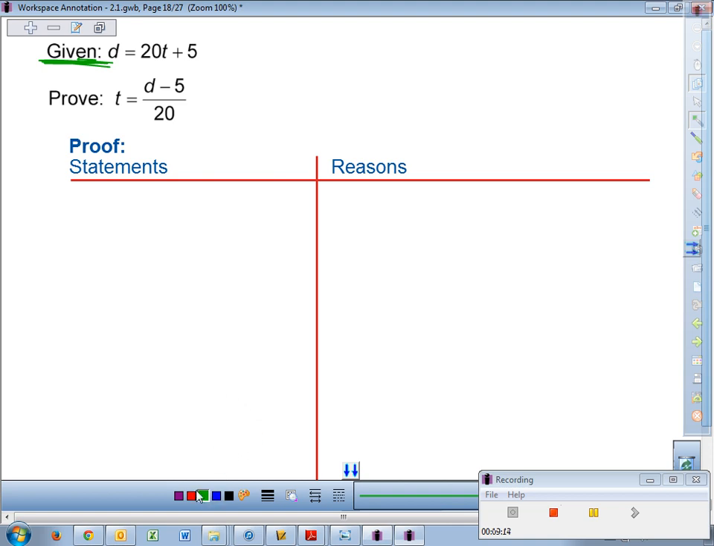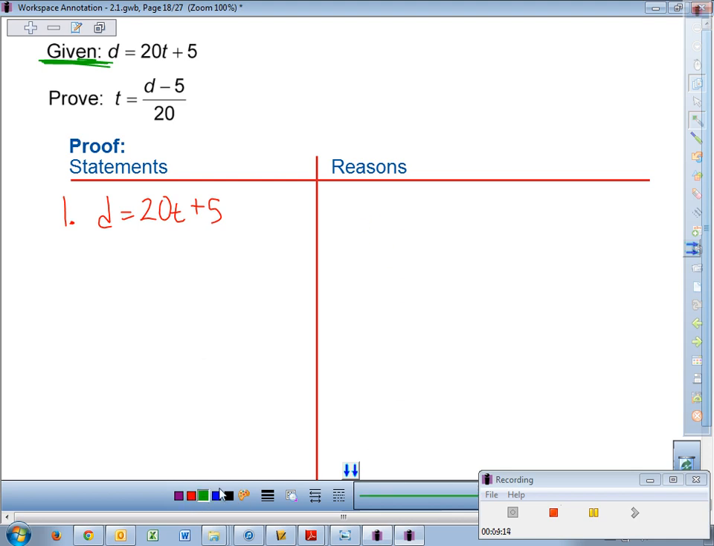Sound cool? So here's the very first thing you do in any proof. You start with step number 1. We always have to label our steps, and you start with what they gave you. What did they give us in this particular problem? D equals 20t plus 5. That's what we put. And put a little tail on your t so it doesn't look like a plus sign. But that's what they gave me, right? There's our most basic equation right there. They gave me that. I need a reason for that.